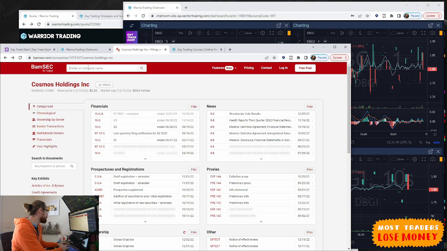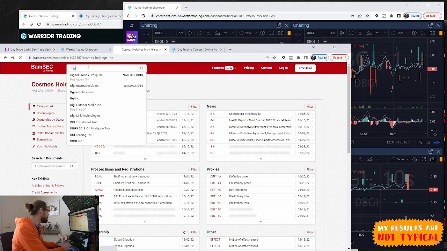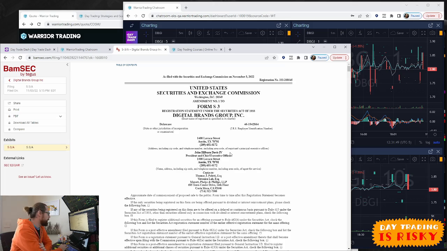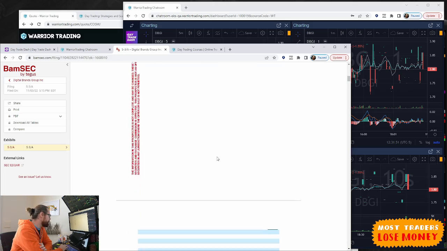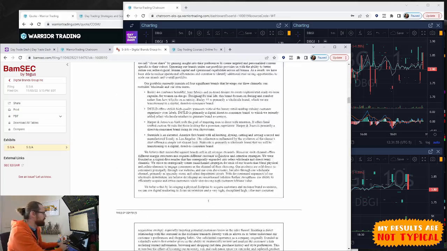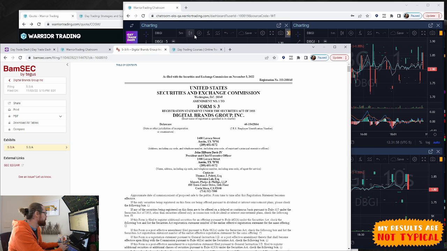All right, so we'll look at DBGI. So DBGI, they announced a secondary offering, and they had a shelf registration. All right, so this was their shelf registration that gave them the right to sell shares on the open market. It would say how much money they had given themselves the ability to raise.